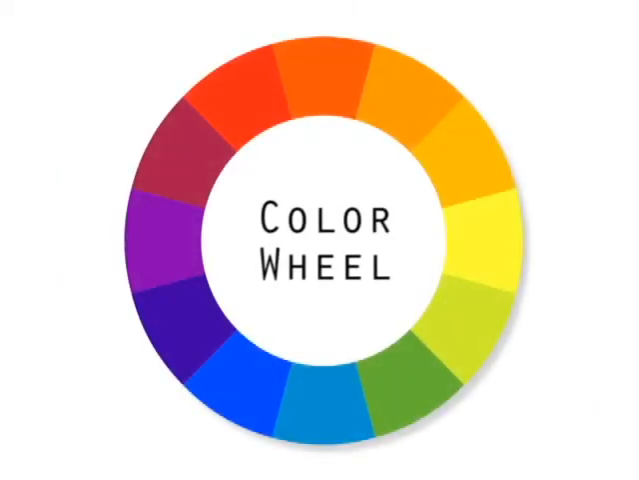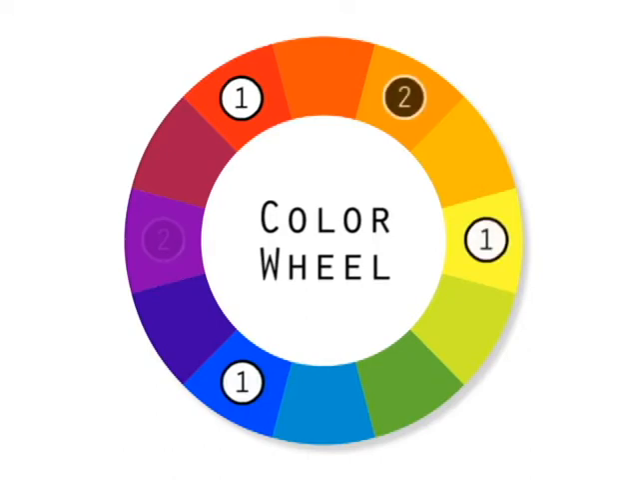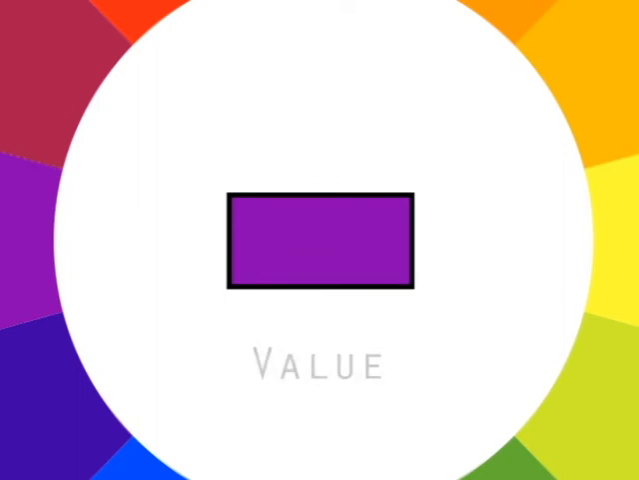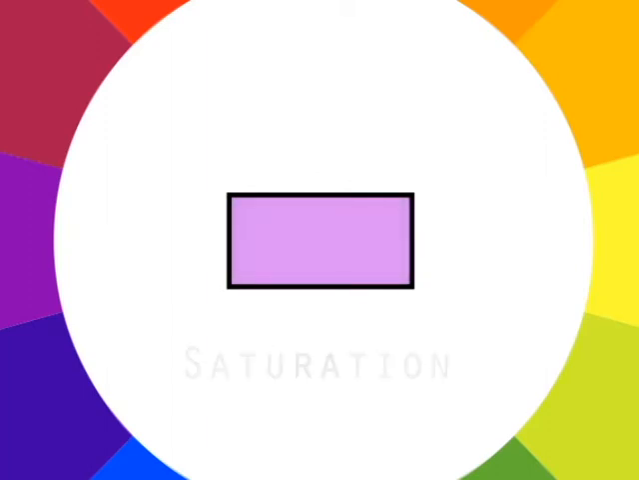Okay, this is a color wheel. In it, you'll find all the different pure colors or hues of the spectrum. Red, blue, and yellow make up primary colors, while orange, purple, and green are considered secondary colors. If we take one of these colors and adjust its brightness or darkness, we're adjusting its value. The closer a color is to black, the lower its value. The closer it is to white, the higher its value.